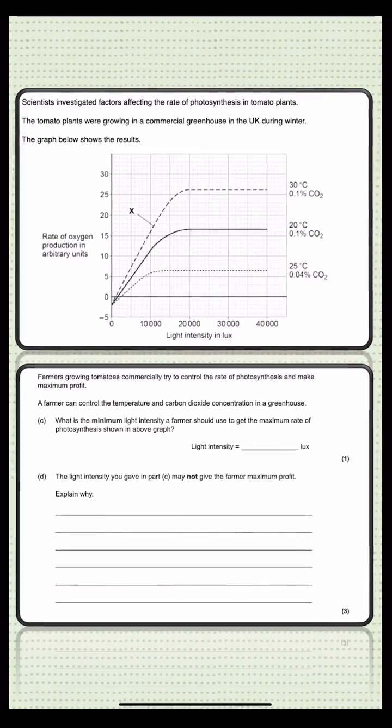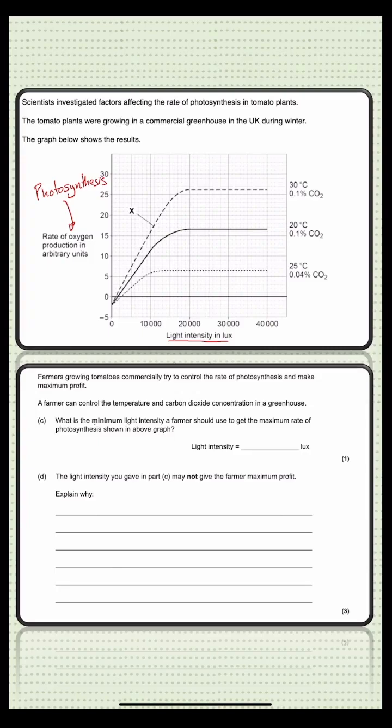Minimum light intensity. So light intensity is on the x-axis. They want to maximize the rate. This is the rate of oxygen. Rate of oxygen is pretty much the rate of photosynthesis, because if you get more oxygen, the plant is photosynthesizing more. We get a mix of answers.